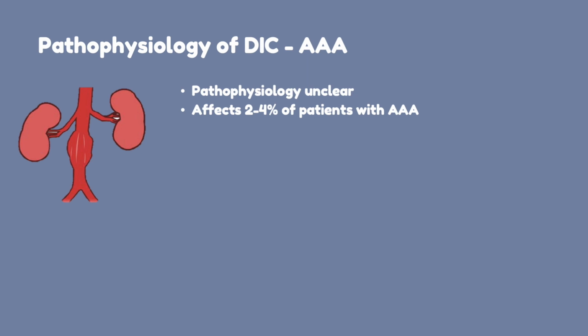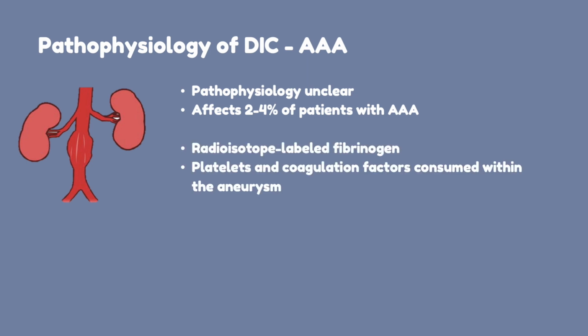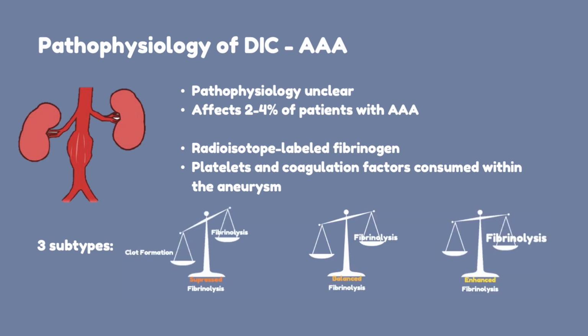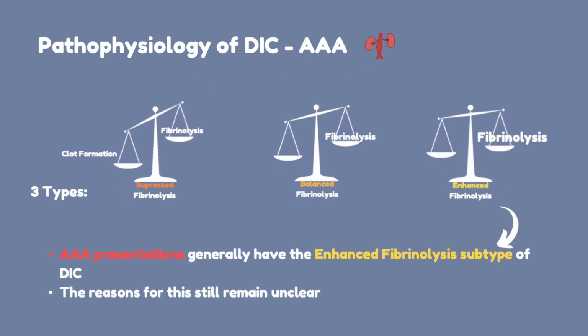In aneurysm-related DIC, the pathophysiology is unclear. DIC has been shown to affect 2 to 4% of patients with AAA. Studies using radioisotope-labelled fibrinogen have shown that consumption coagulopathy occurs within the aneurysm. However, there are 3 subtypes of DIC: suppressed, balanced, or enhanced fibrinolytic, leading to many different clinical manifestations, ranging from localized thrombosis to diffuse, life-threatening bleeding. Aneurysm-related DIC is generally of the enhanced fibrinolysis subtype. Unfortunately, the reasons for this are still unclear.